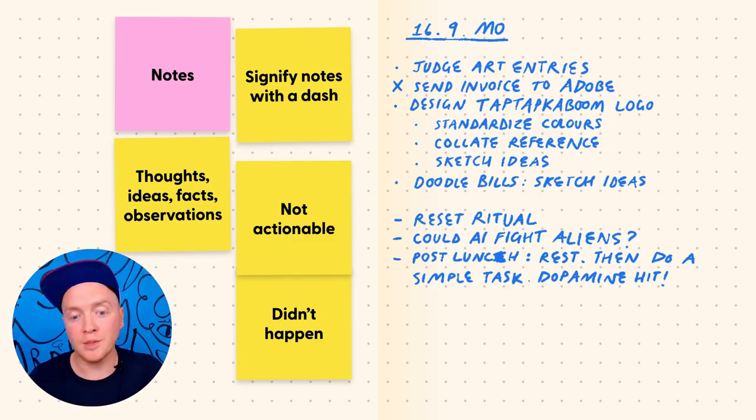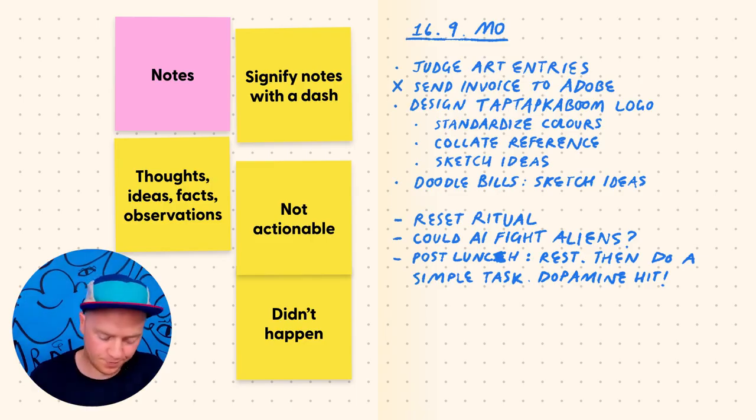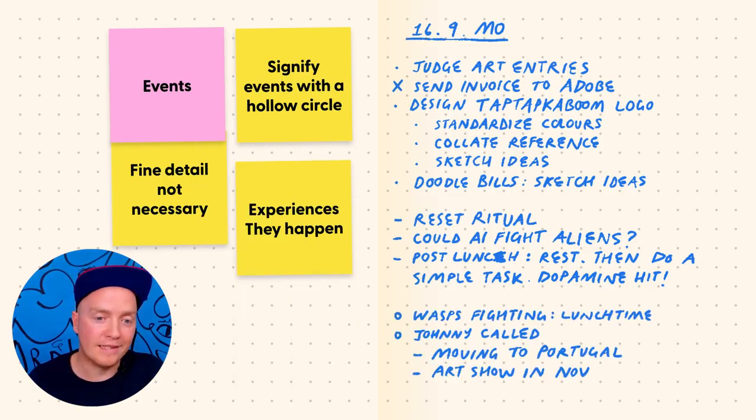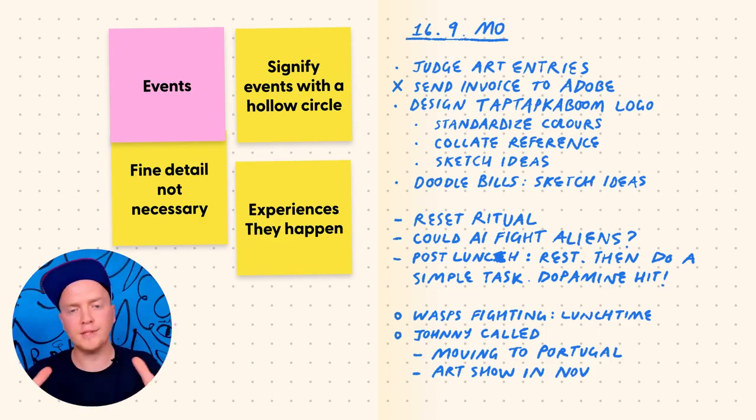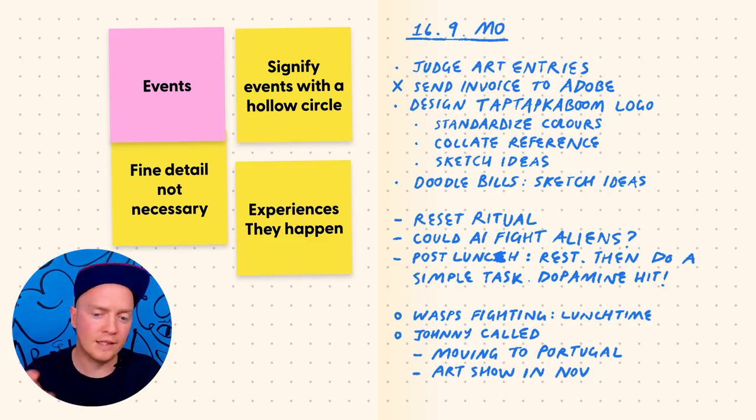A note is not actionable. It didn't happen. It's just an idea or a thought or a fact or an observation. The next one is an event. I prefer to name it an experience, but in the Bujo community, it's called an event. And this is signified by a circle. So something happens to you, or it's an experience, or there's an event.